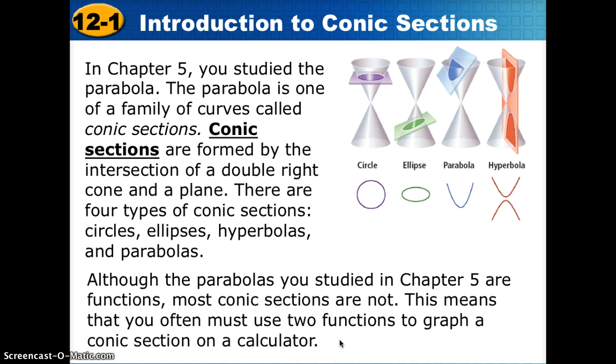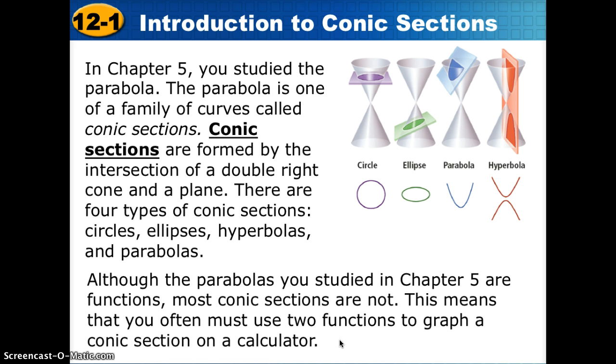And you can see here a diagram that does the same type of slicing of the double cones that we saw in class. And just a note, as you take a look at the graphs of these, you can see what the shapes are: circle, ellipse, parabola, and hyperbola. And hopefully you've noticed that the only one of these four that is a function is the parabola.